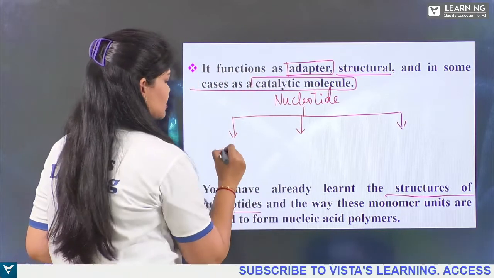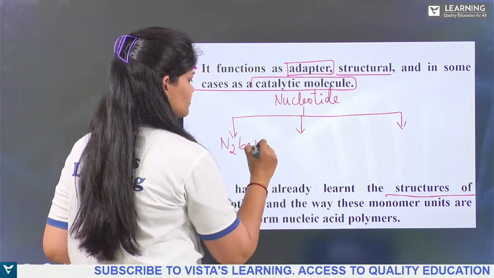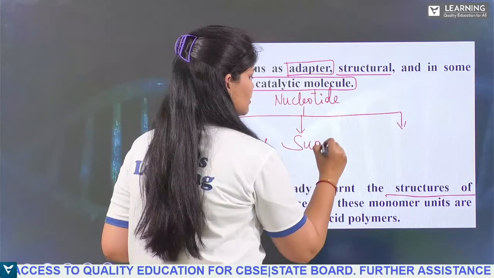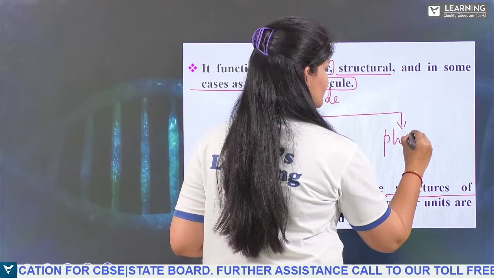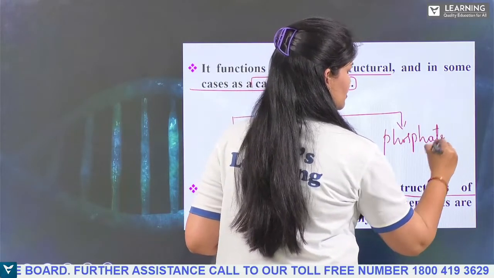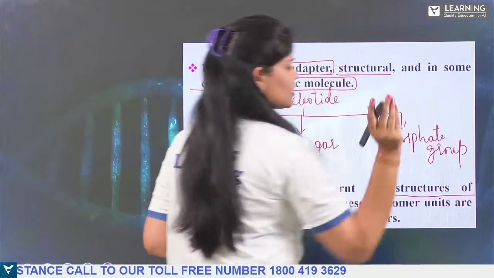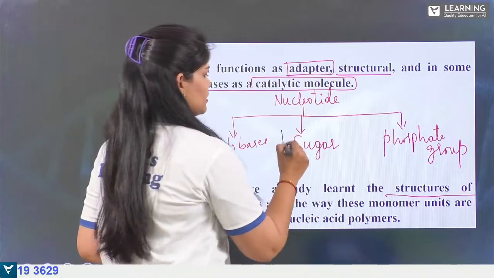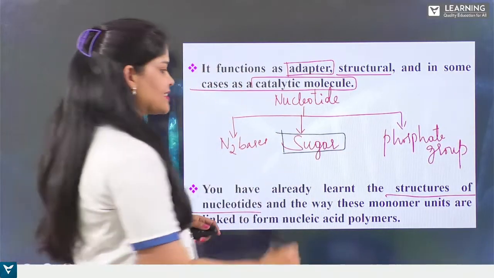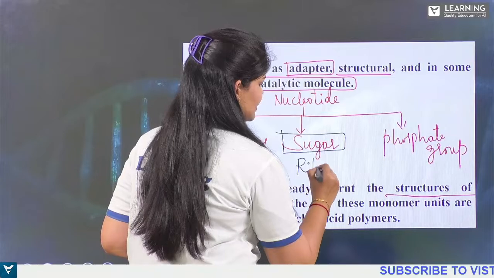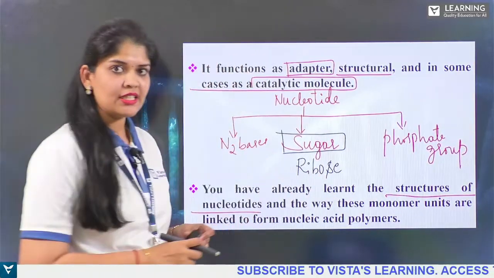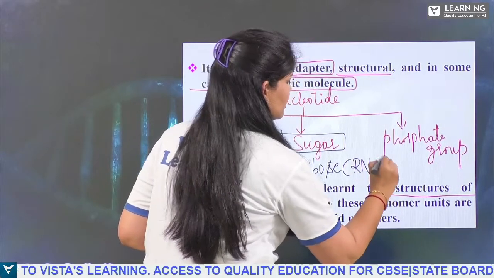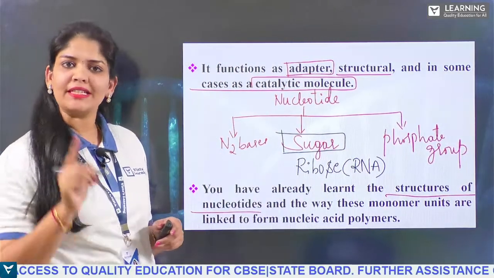One is nitrogenous bases, then sugar, and finally the phosphate group. Right? This sugar is a pentose, and that is ribose. Ribose will be present in RNA and deoxyribose will be present in DNA.